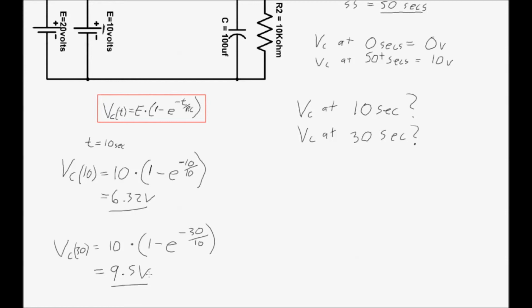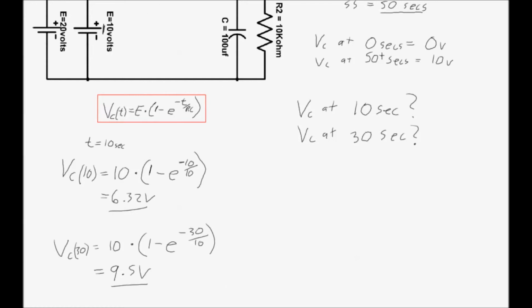That's kind of cool. At 0 seconds, it was 0 volts because it was acting as a short in the circuit. So there was no voltage drop across it, 0 volts. At 10 seconds, we just figured it out as 6.32 volts. So that's a pretty big jump, considering the maximum it can be is 10 volts. It's going to get to 10 volts in 50 seconds, and after only 10 seconds, it's already at 6.3. And after 30 seconds, 9.5 even. So at 30 seconds out of 50, it's already 9.5 out of 10 volts.